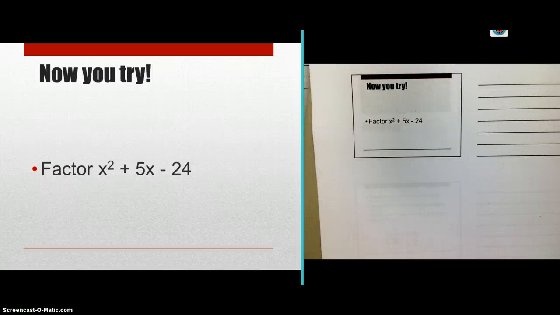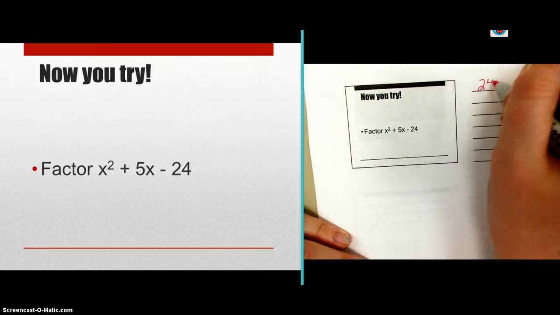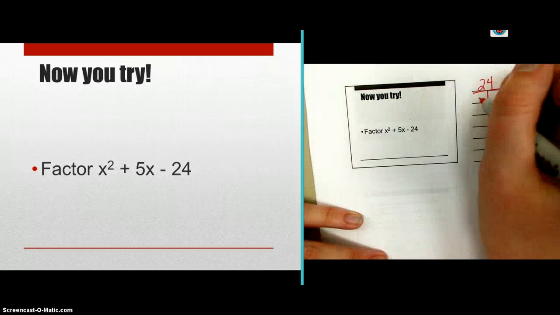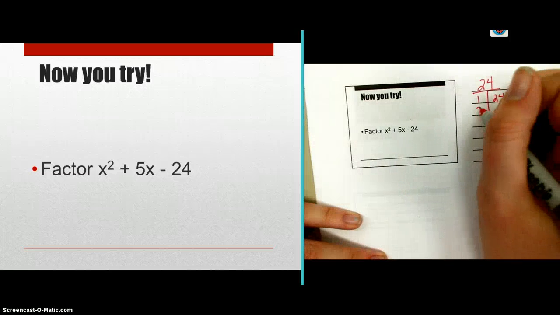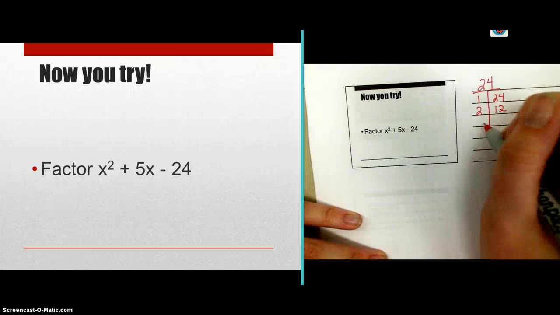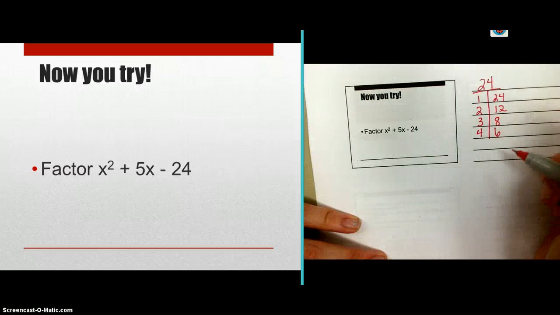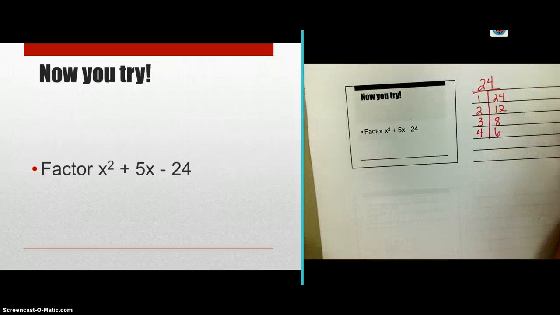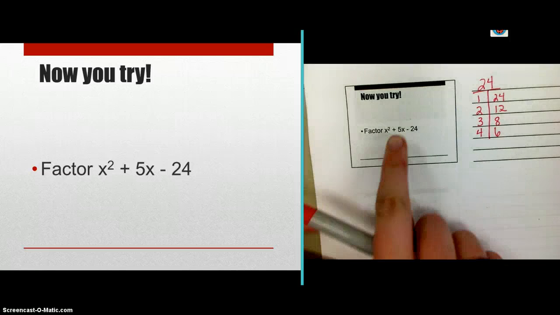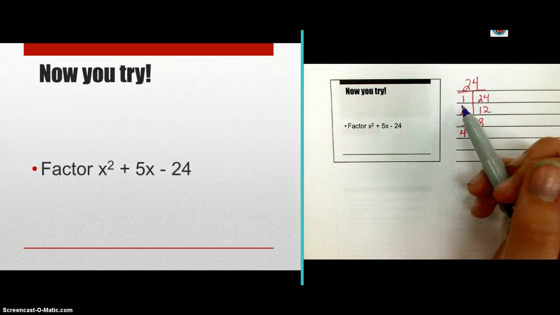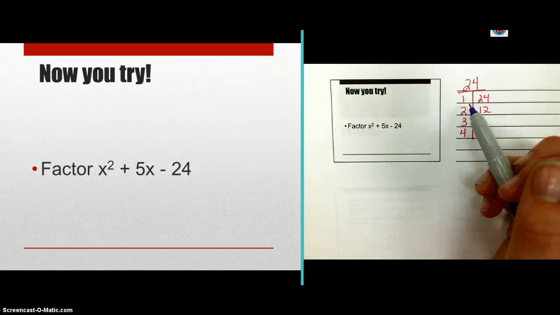So I want the factors of 24. My factors of 24 are 1 and 24, 2 and 12, 3 and 8, 4 and 6, and my only number left to check is 5, and 5 doesn't go into 24. So these are all the factors of 24. I want factors, one of them is going to be negative, remember, because we have a negative 24. I want factors that with one of them being negative, I will get a positive 5. So if I do negative 24 and 1, or negative 1 and 24, I will not get 5. So I know I'm not using that one.